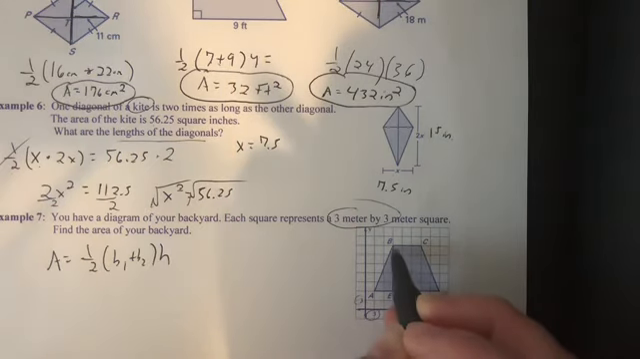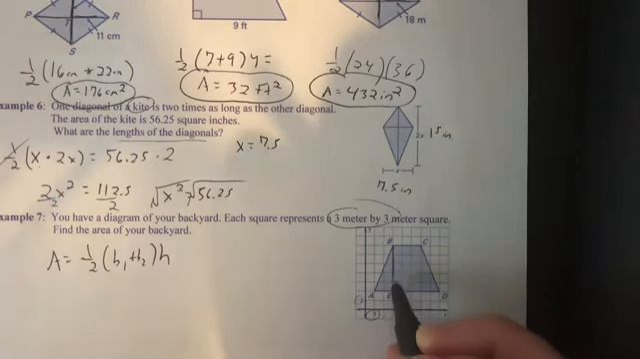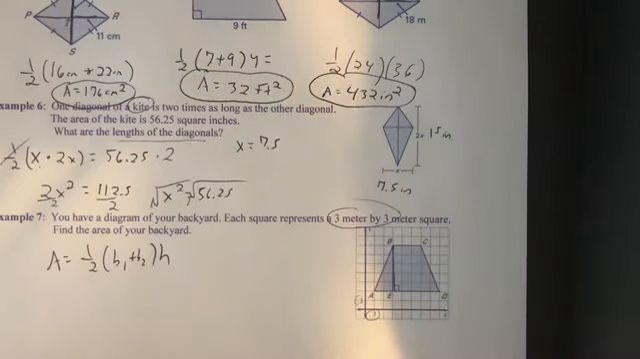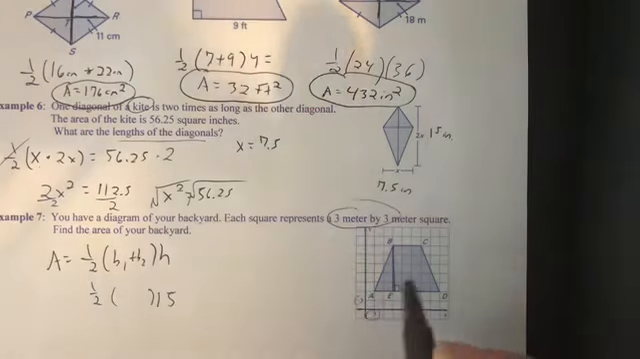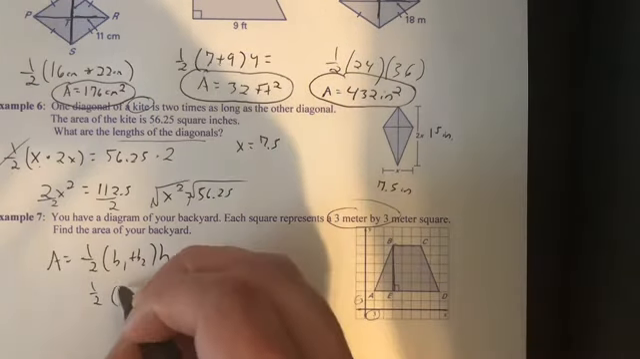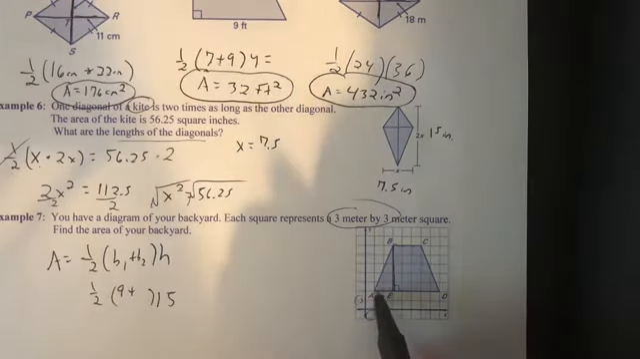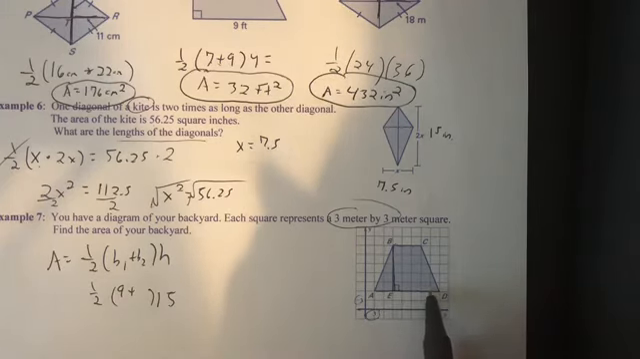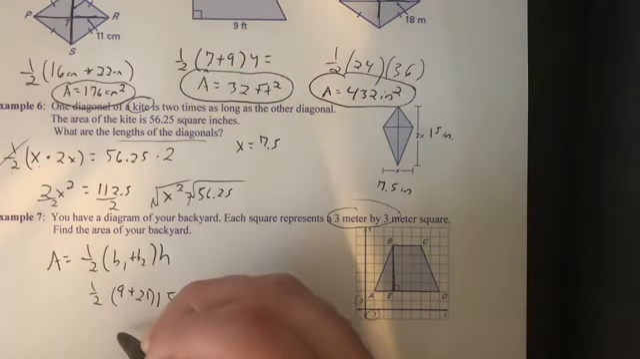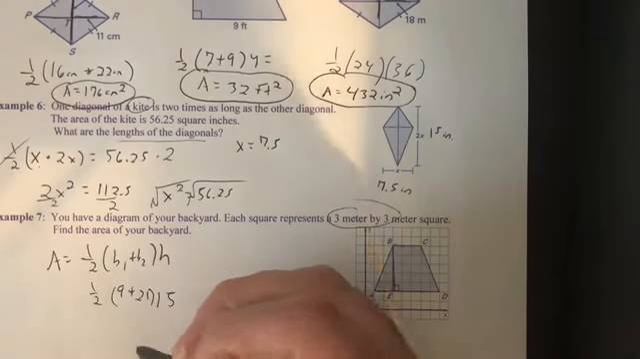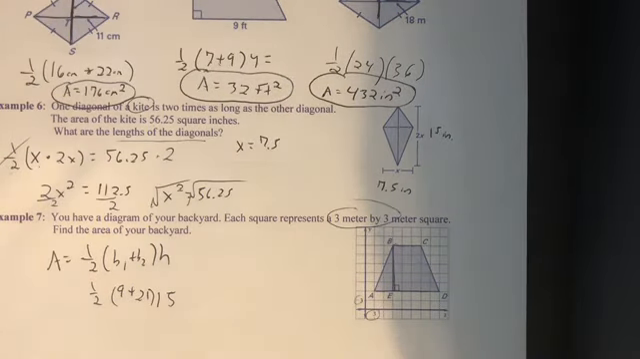So we count 3, 6, 9, 12, 15. Our height is 15. Base 1, 3, 6, 9, plus base 2, 3, 6, 9, 12, 15, 18, 21. 9 plus 21 is 30. Half of 30 is 15. 15 multiplied by 15 is 200 and, oops.